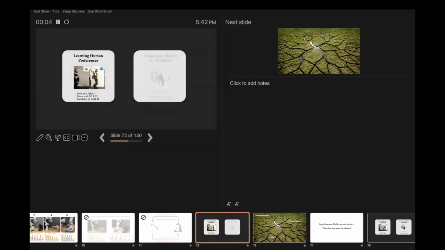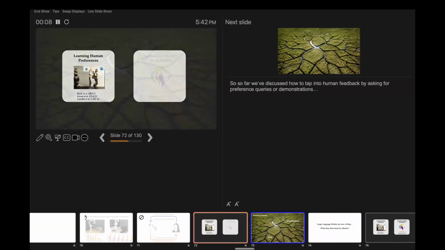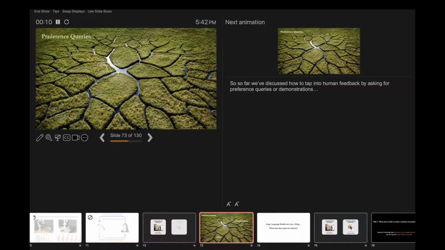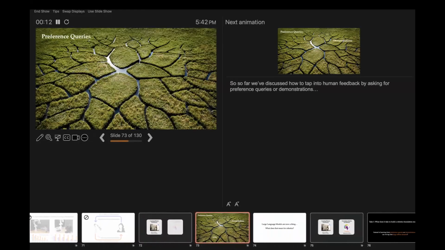All right. So we talked about this idea of learning human preferences, and that is great. That helps us tap into some other source of data beyond demonstrations.